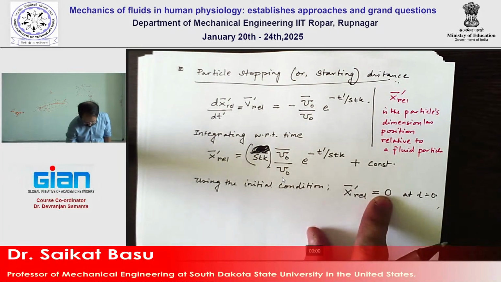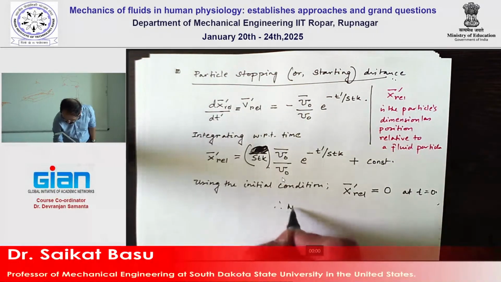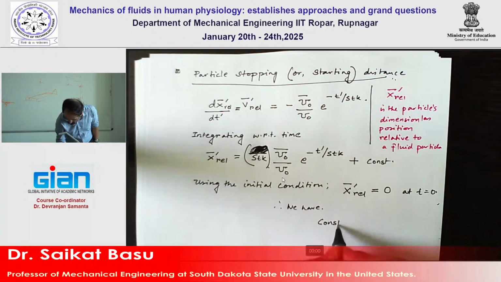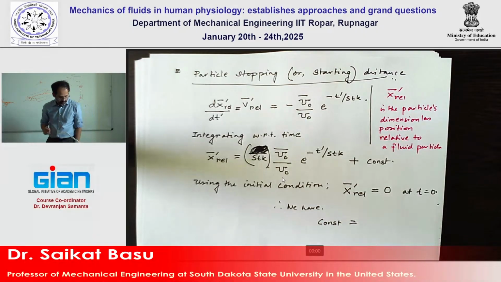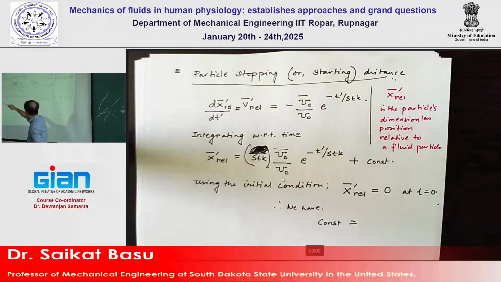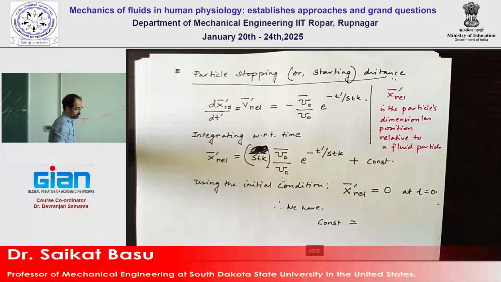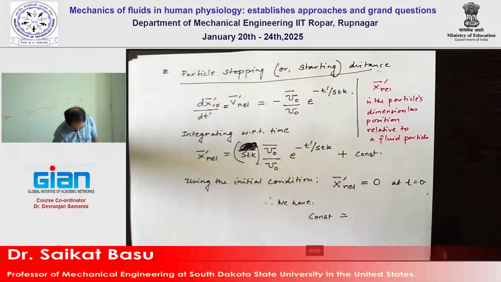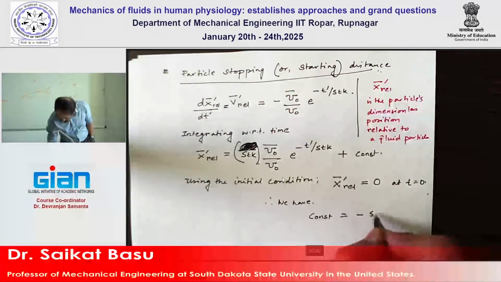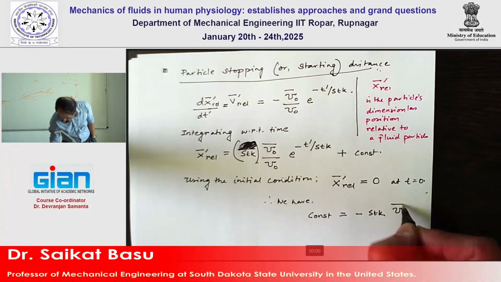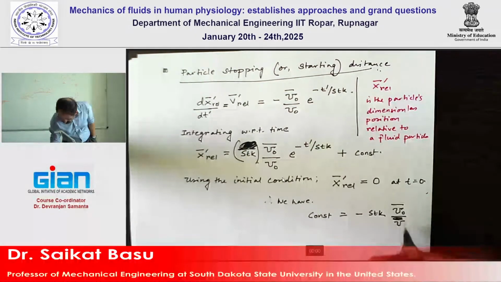Okay, so this is the initial condition. So therefore, we have this constant is equal to, what are we left with in the constant term? So if t is 0, we saw in the previous case that t prime is 0 as well, so this becomes 1. We are just left with this cofactor, Stokes number times u bar over u. So this constant becomes negative Stokes number because this goes to the other side times u bar naught over u bar. Sorry, u.